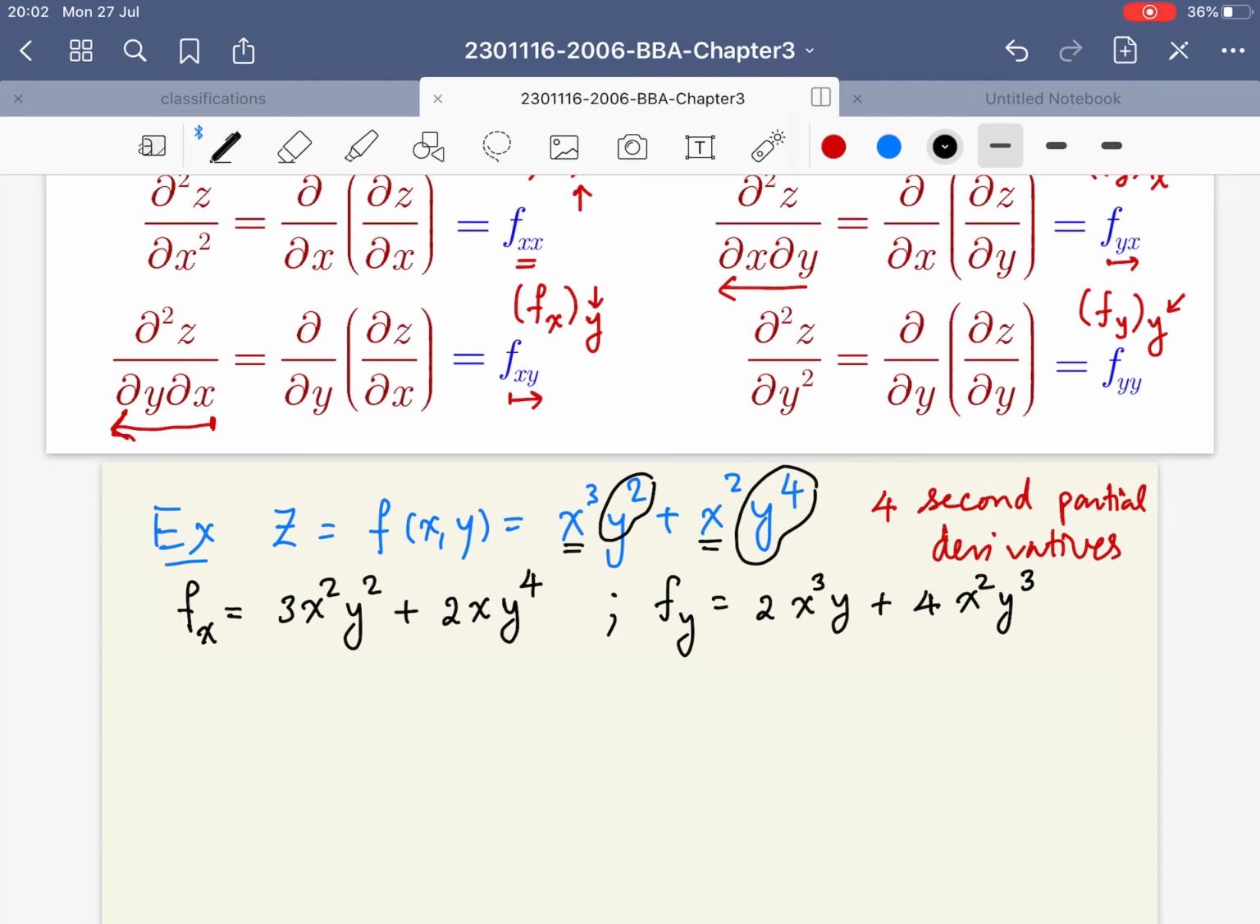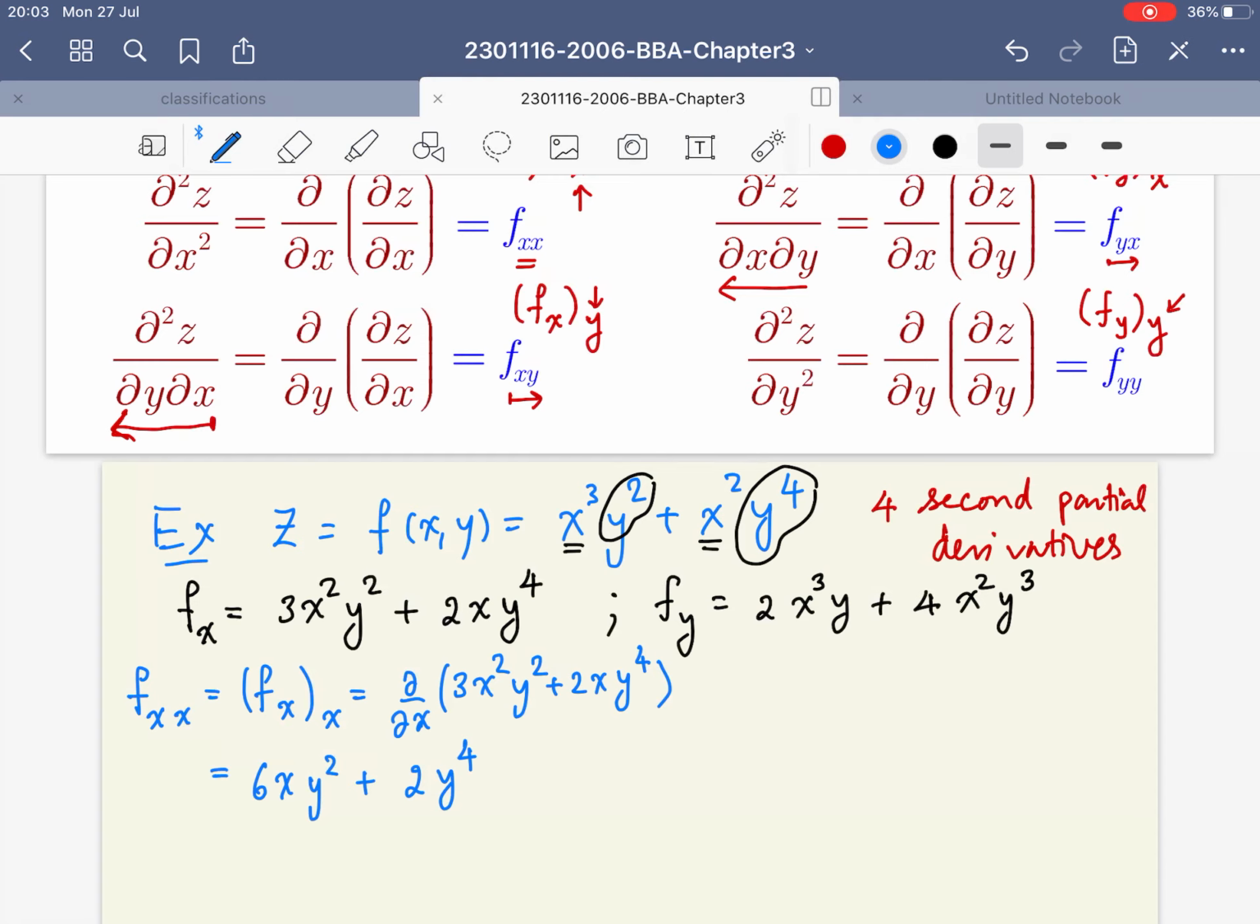Okay, so let us do a further derivative with respect to x. Okay, so it is f sub x and then sub x again, or it is a derivative with respect to x of this term, isn't it? Okay, because you just found the derivative with respect to x first. So with further x, you got 6x, y squared just stands still. You got a 2 and y fourth just right there.